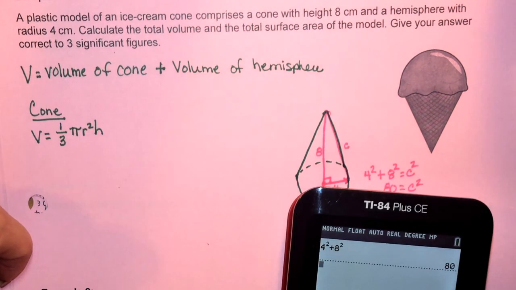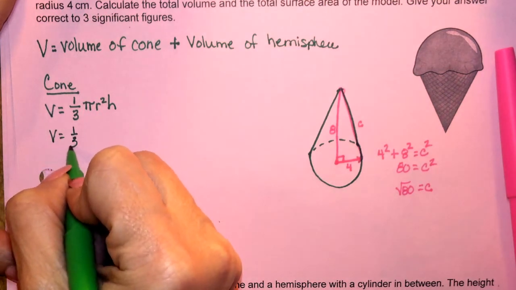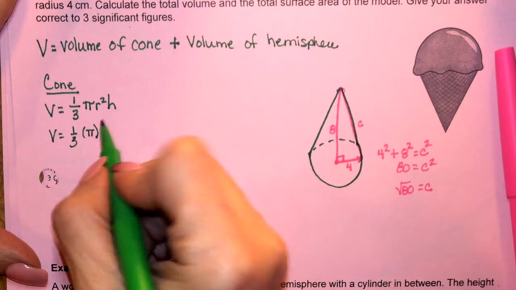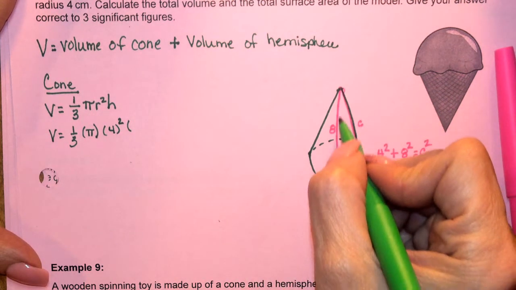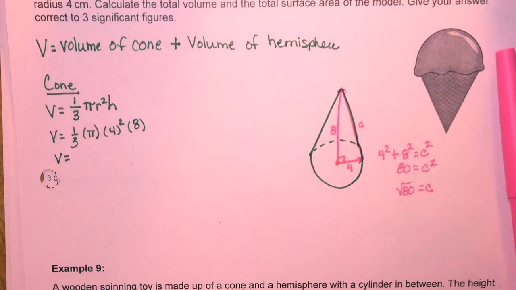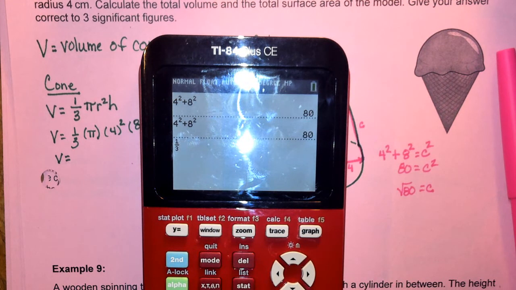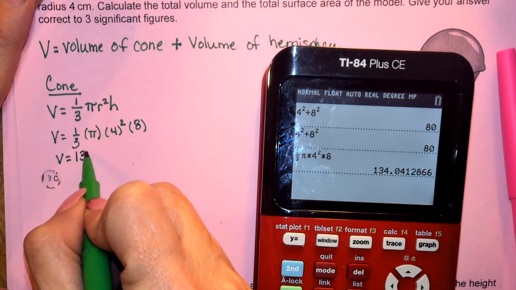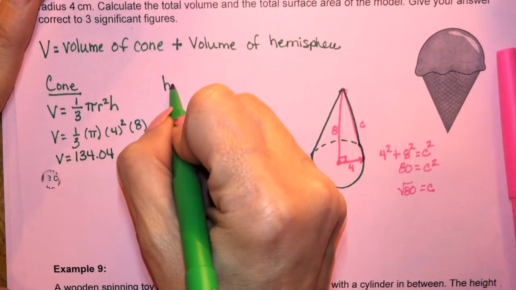Okay. Let me pause. All right, so here we keep going. So the volume of our cone is 1/3 times pi. The radius is 4. And the height of our cone, I know we found the slant height, but we're going to use that in a minute. The height is 8. All right, so the volume of our cone. If we plug that into our calculator, 1/3 times pi times 4 squared times 8 is 134 point, I'm going to do 04. 134.04. All right, let's do the volume of the ice cream part, the hemisphere.